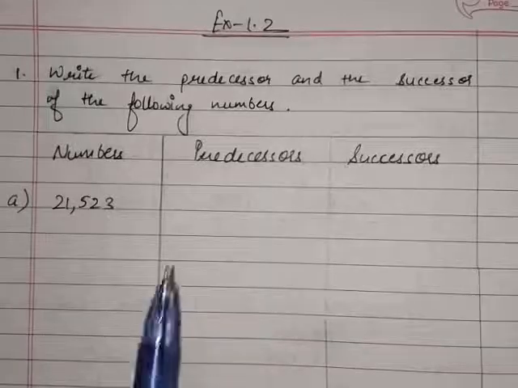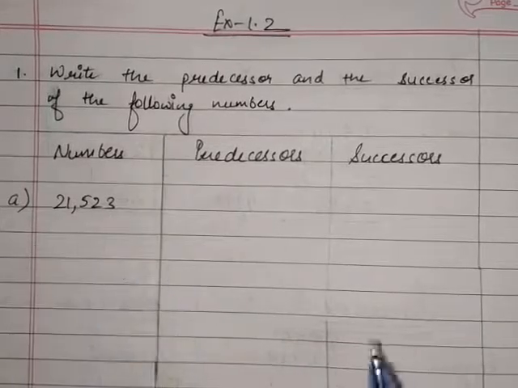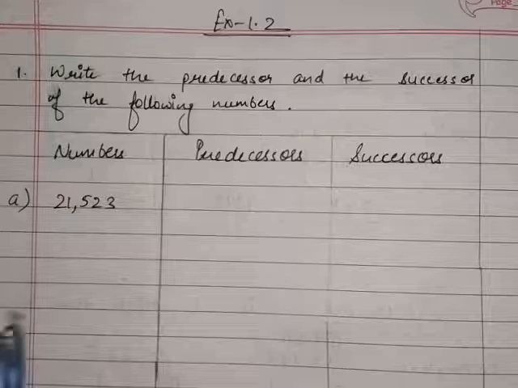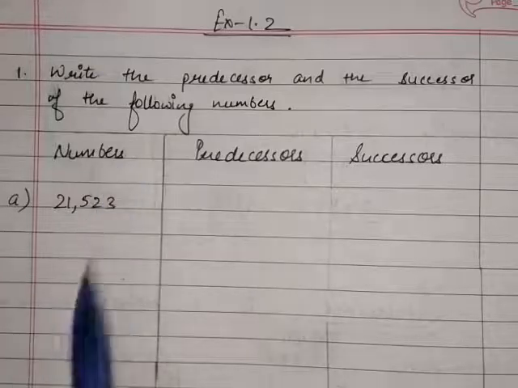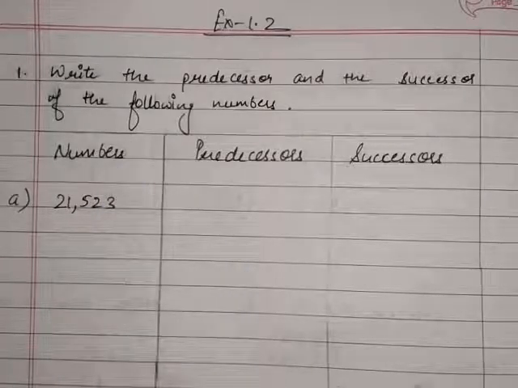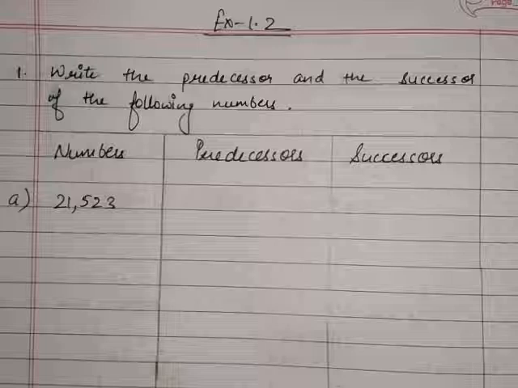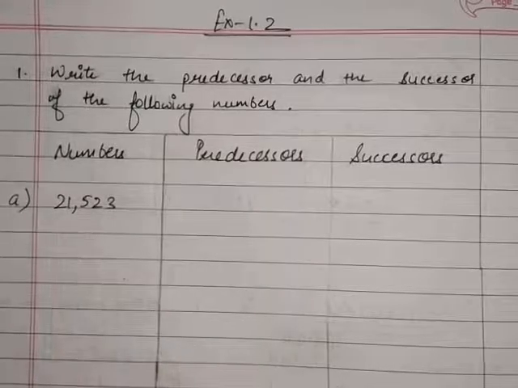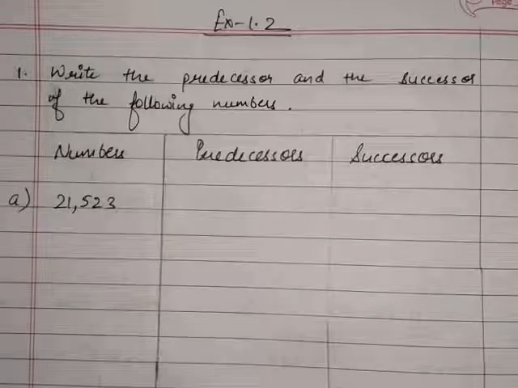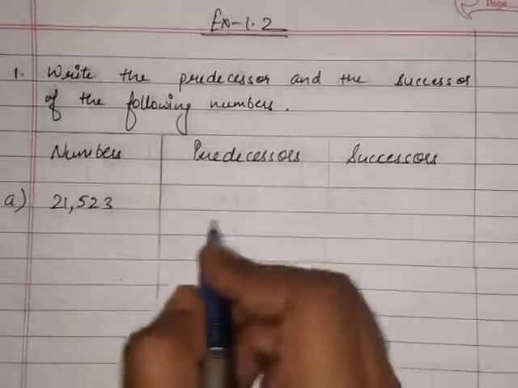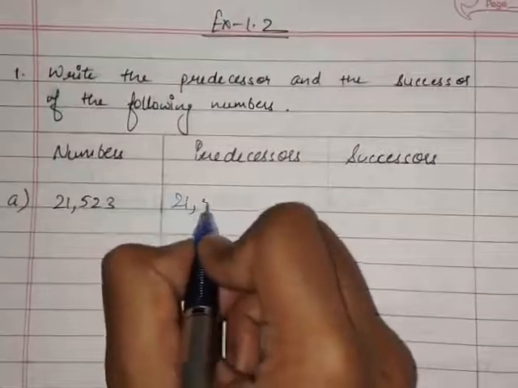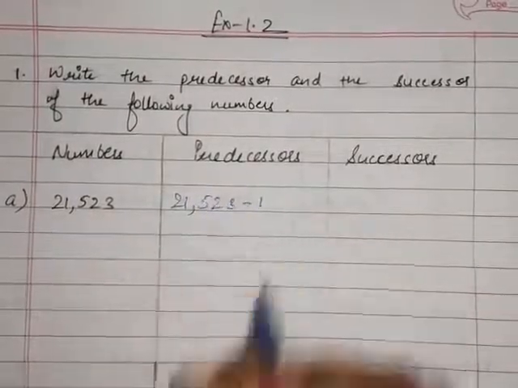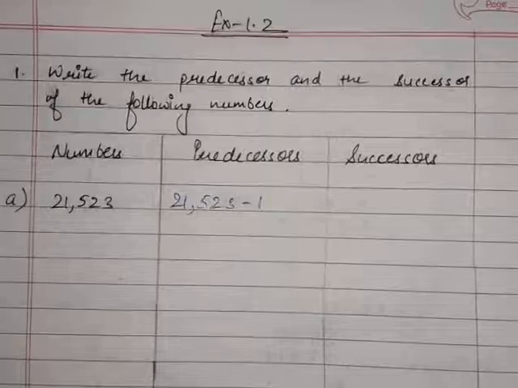So see, how will we solve it? By drawing one table. In this there will be 3 columns: first will be number, second will be predecessors, and third will be successors. So what is our first one given? It is given 21,523. How will we find the predecessor of this number? See, predecessor means one less than the number, so we get 21,523 minus 1. So we'll get the predecessor of the number.